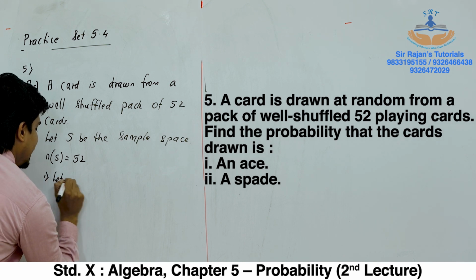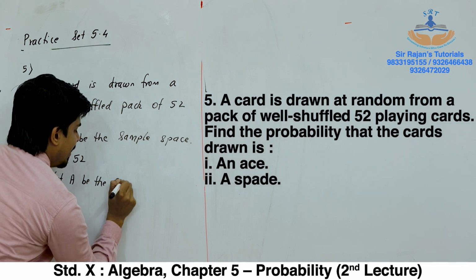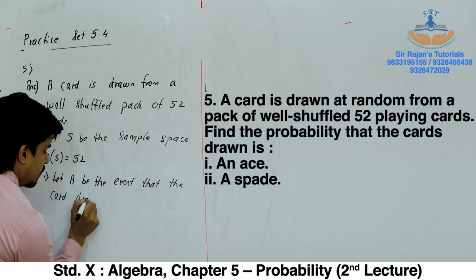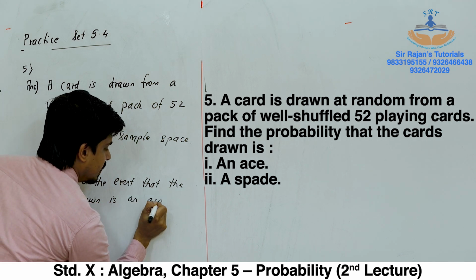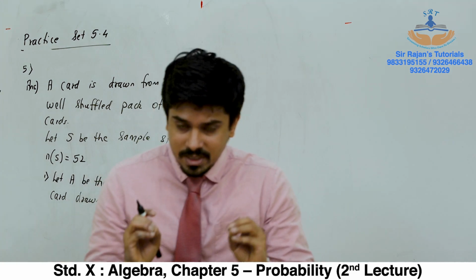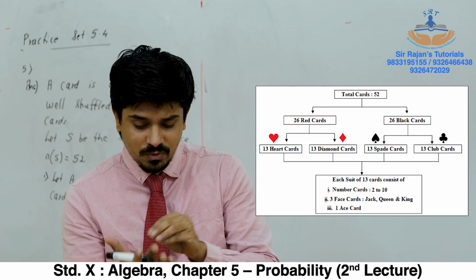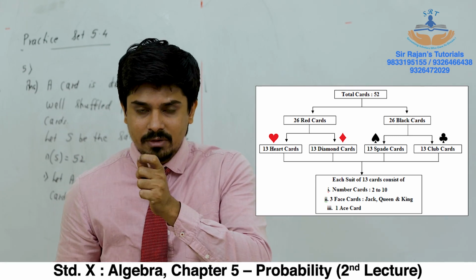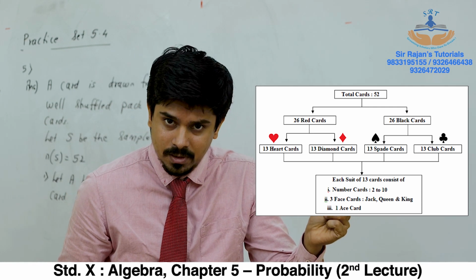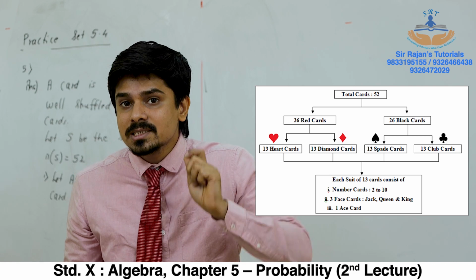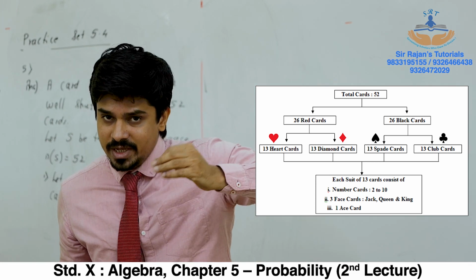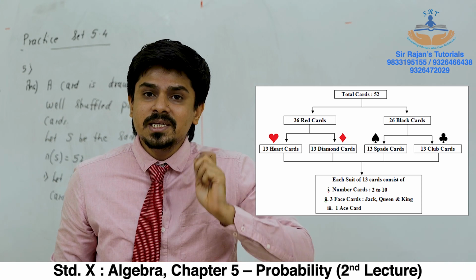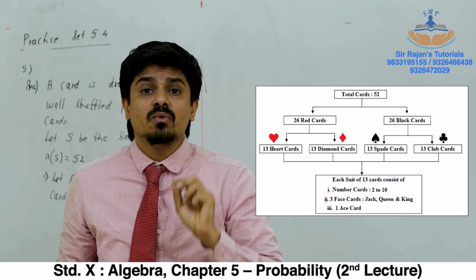Now you say let A be the event that the card drawn is an ace card. जैसे मैंने पहले बताया था, you know about 52 playing cards. 52 playing cards has 4 suits. Now what are the names of those 4 suits? You have heart, you have diamond, you have spade and you have club. Okay, each suit has cards numbered from 2 to 10. Then there are 3 face cards, that is jack, queen and king, and there is an ace card. So basically each suit has 1 ace card and there are 4 suits.